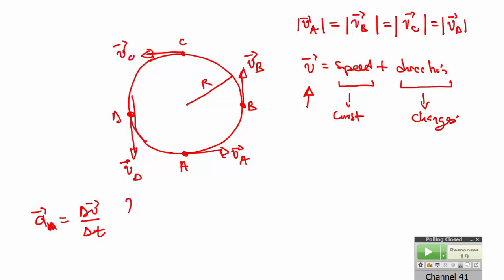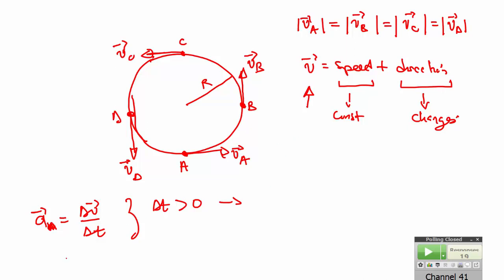Now, we also know that the change in time is always positive. This therefore implies that the direction of acceleration is the same as what? The direction of the change in velocity. Do you get me? The direction of acceleration is the same as the direction of what? The change in velocity. Good.